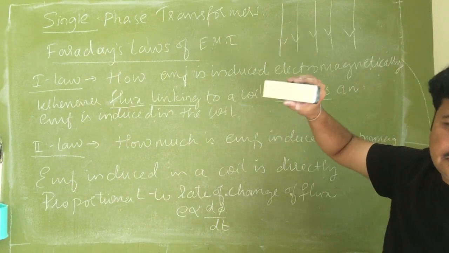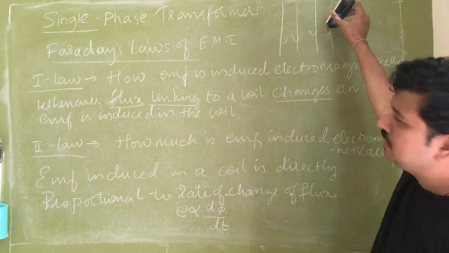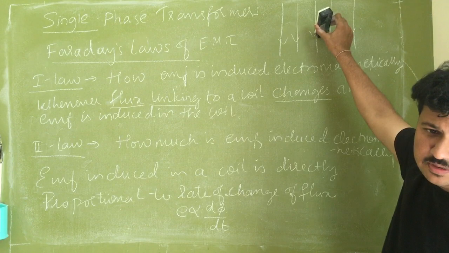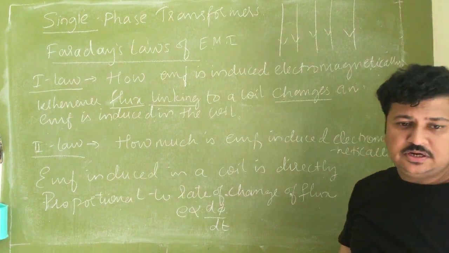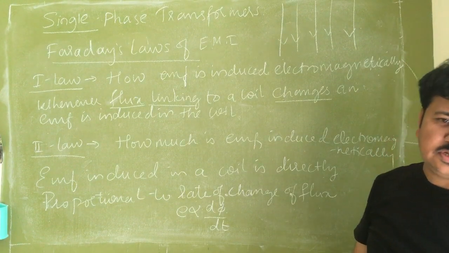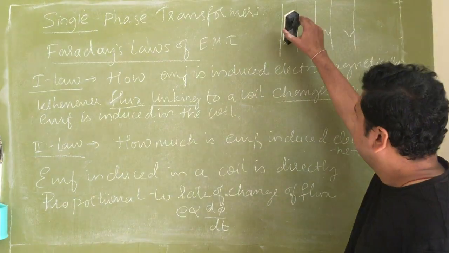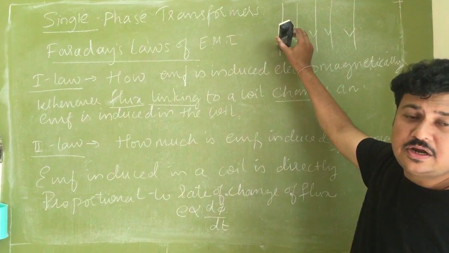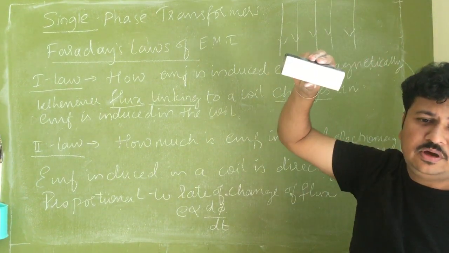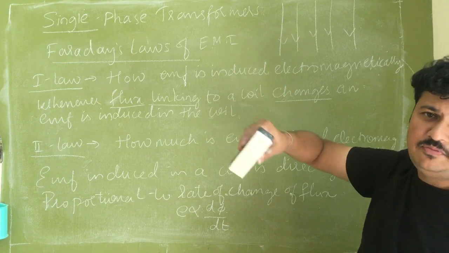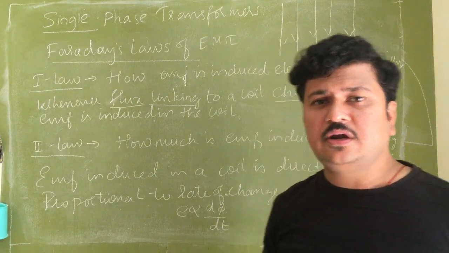This is called rate of change. The rate at which the conductor is changing its position in the stationary magnetic field, or the rate at which the magnetic field is changing its position with respect to the stationary conductor. Both can happen. So this is called rate of change. If I move it very fast, the EMF induced in this coil will be more than the EMF induced when the coil is moved at a slower speed. So that is called rate of change.